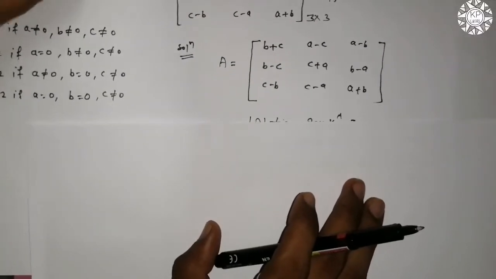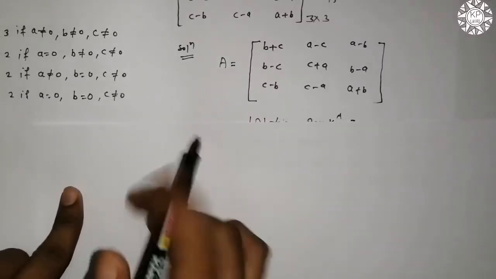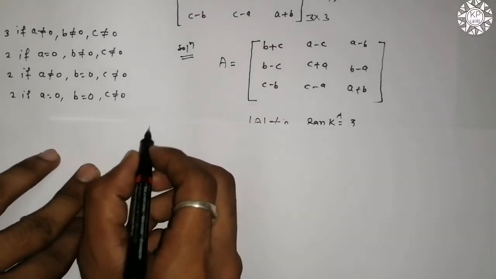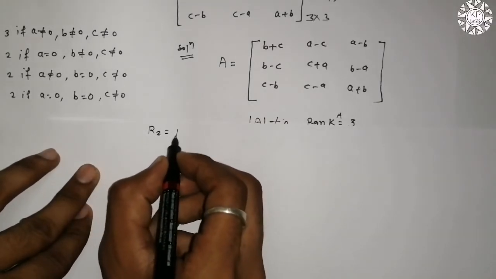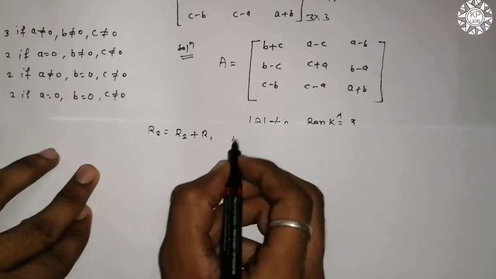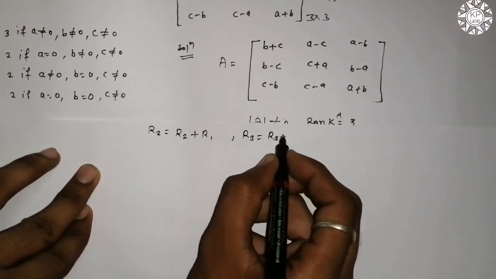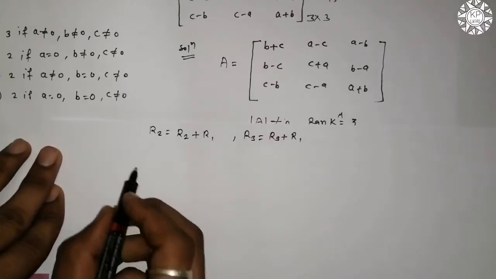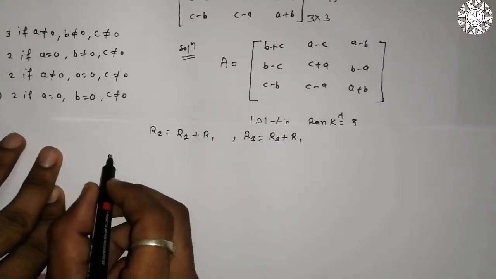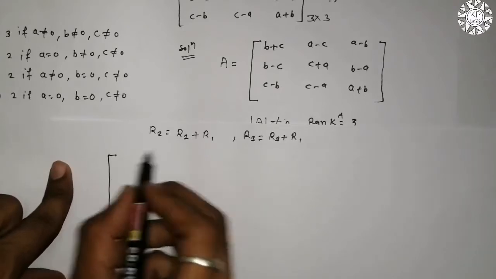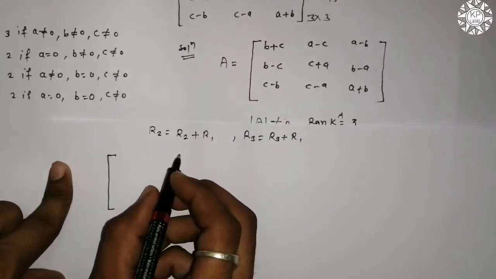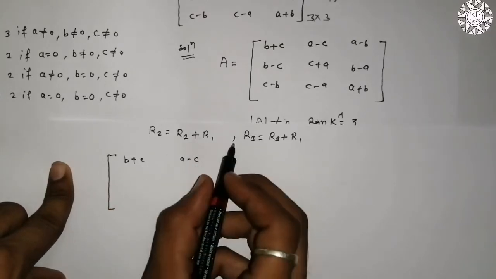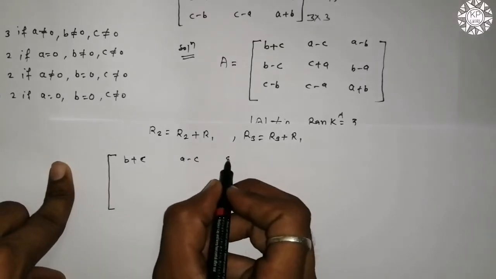First we find the determinant of this matrix. For this we use some row operations: R2 equals R2 plus R1 and R3 equals R3 plus R1. Using these two row operations, the first row stays the same, because the changes are only in R2 and R3, a minus b.